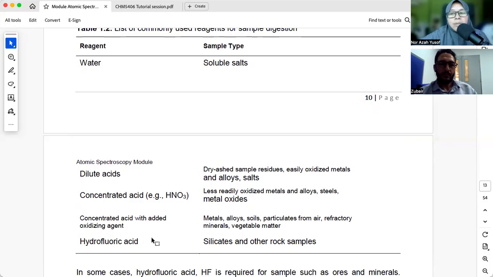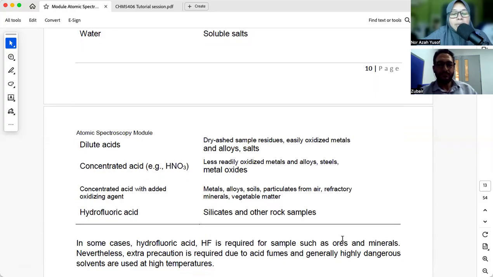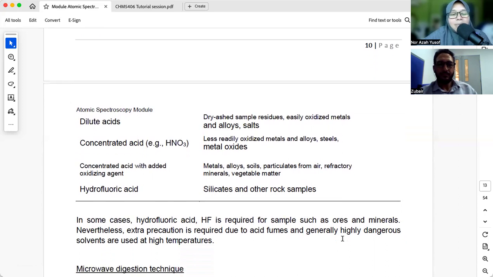HF, hydrofluoric acid. This one is very dangerous. It can dissolve your bone. Even the vapor can affect your bones and degrade them. So if you have to use this, be careful.